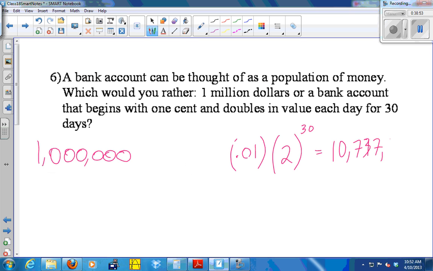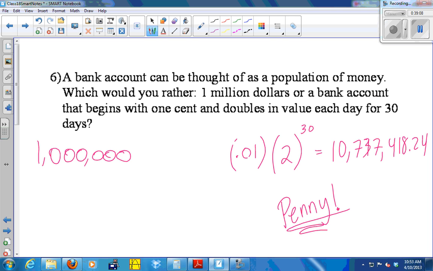418 and 24 cents. So 1 million or 10 million, right? Take the penny. Yeah, this is called compound interest.